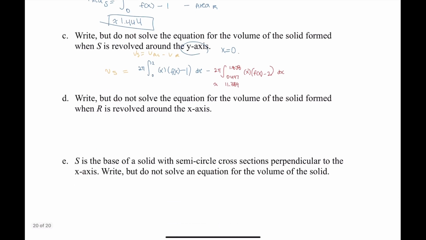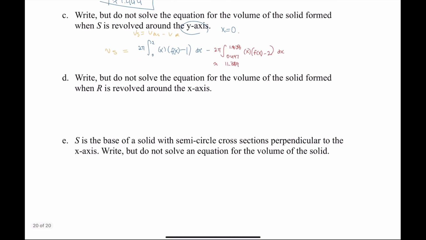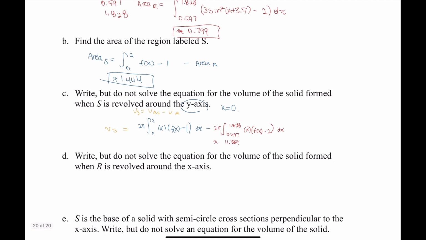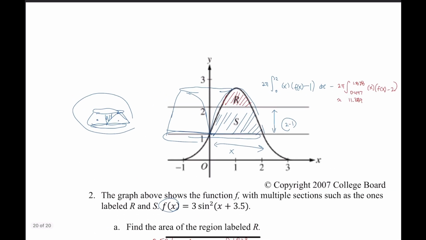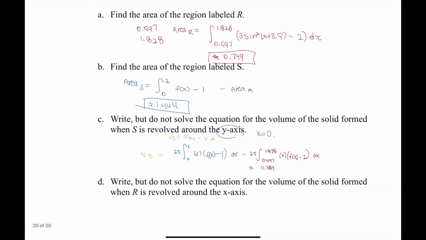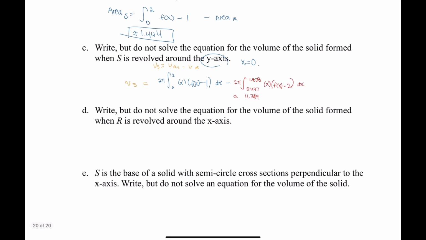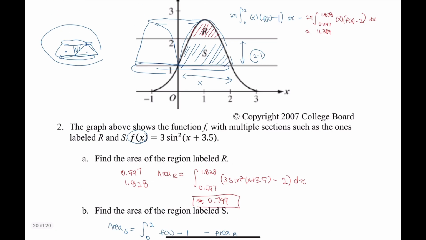Alright, and then part D says write but do not solve an equation for the volume of the solid formed when R is revolved around the x-axis. I know part C also said don't solve. I just solved it anyway. And then write but do not solve. Okay, and R is revolved around the x-axis.